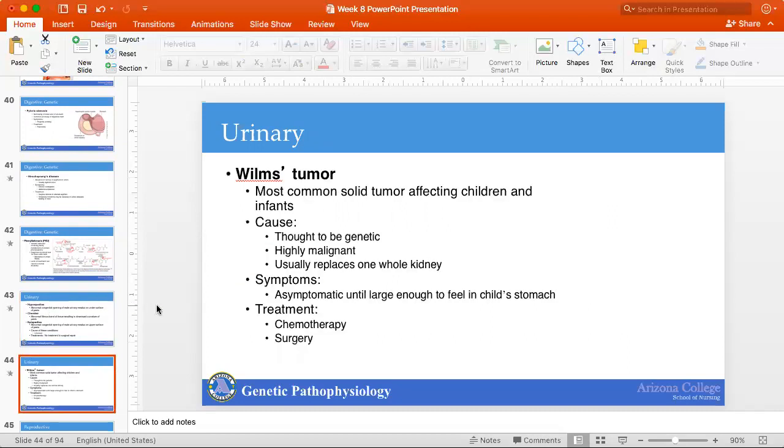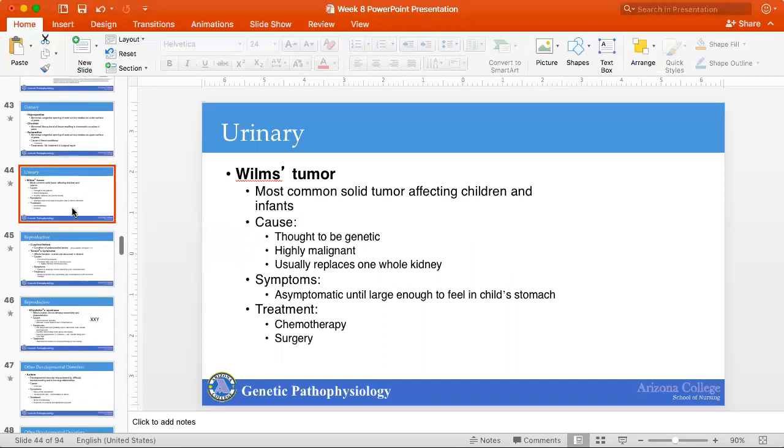Wilms tumor. This is the most common solid tumor affecting children and infants. Cause is thought to be genetic, highly malignant, usually replaces one whole kidney. Symptoms: asymptomatic until large enough to feel in the child's stomach. So this would continue to grow in size. And like with most cancers, chemotherapy and surgery would be the treatment options.